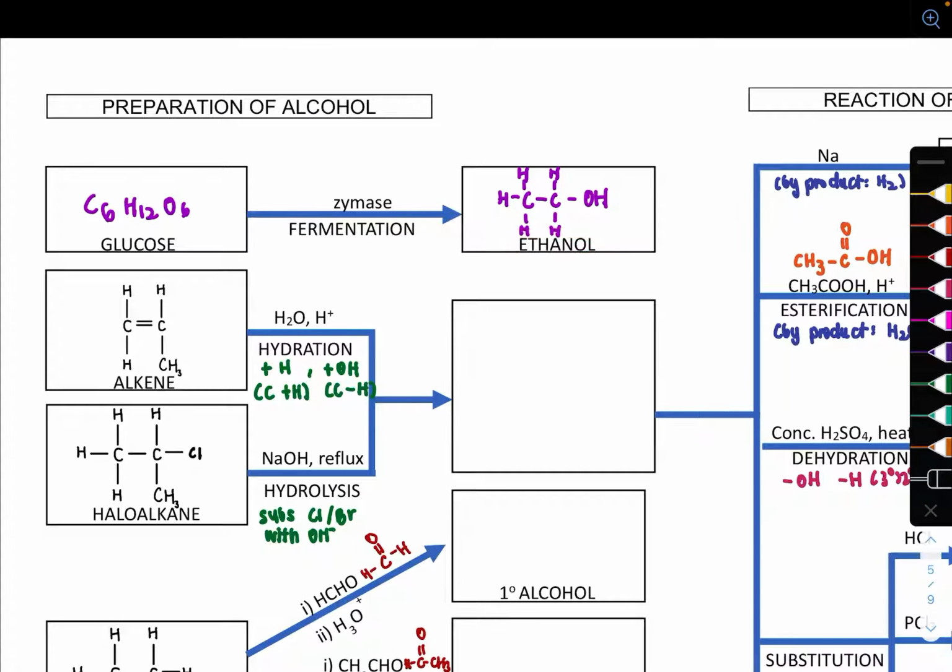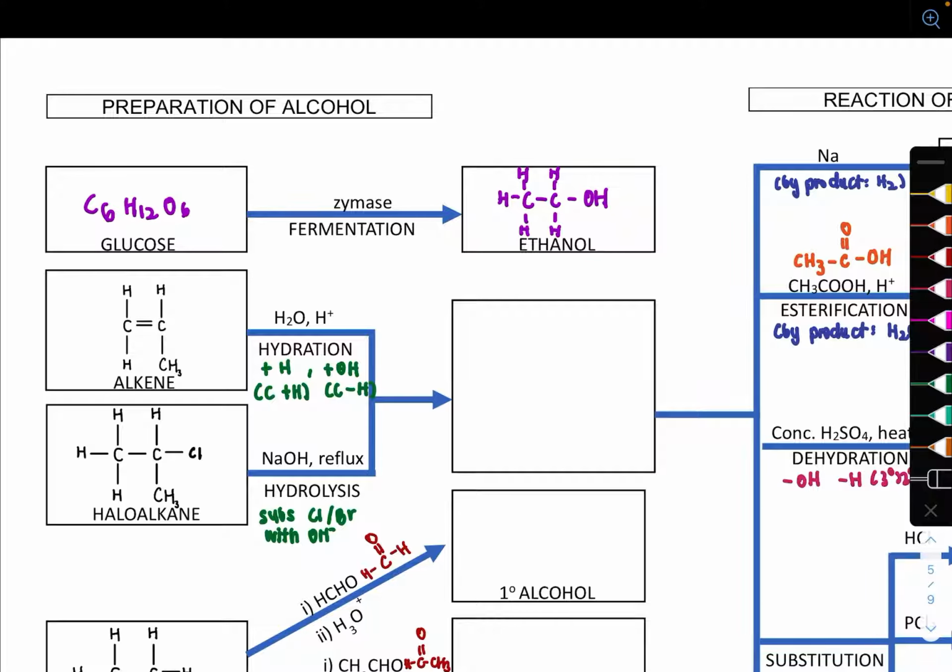So our reactant is glucose, and this is the molecular formula. It will form ethanol. Ethanol means that we only have 2 carbon. So 1, 2 carbon, and we have our OH. But to make sure the carbon has 4 bonds, for the remaining bonds, I'm going to add my hydrogen. So we form my ethanol.